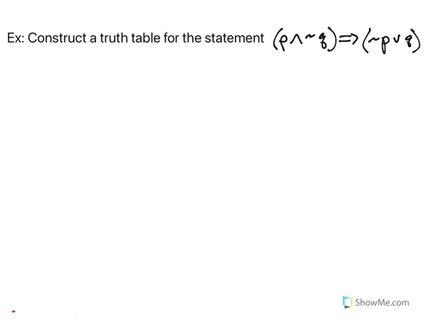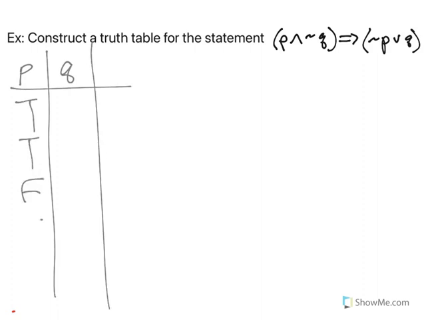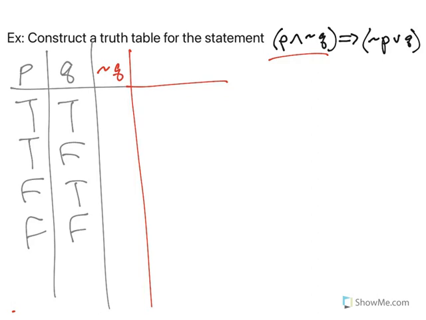Construct a truth table for this statement. If P and not Q, then not P or Q. Some pieces to this. Okay, so we know that we have P and Q. Since we have two items here, we're going to have a truth table with just 4 lines because 2 squared is 4. Now, we're going to focus here on this first piece. So I need to negate Q first. And remember, if we're negating, that means we are taking the opposite truth value. So Q is true, false, true, false, which means not Q is false, true, false, true.